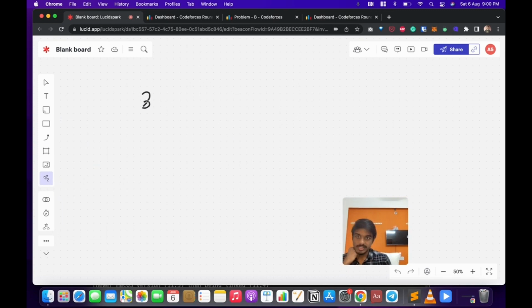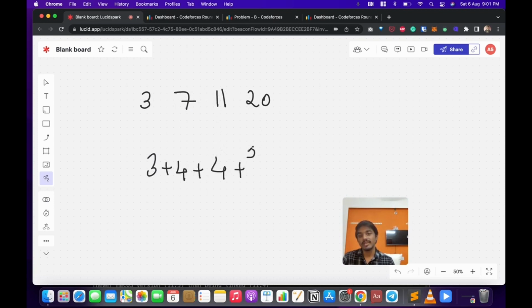Absolutely random numbers, let's say 3, 7, 11, and let's say 20. So minimum number, how much will you get? 3 plus 7 minus 3 is 4, plus 11 minus 7, 8, 9, 10, 11. That is 4 plus 9. So 9, 10, 11, 12, 13, 14, 15, 16, 20. So you need 20 operations to move this up.